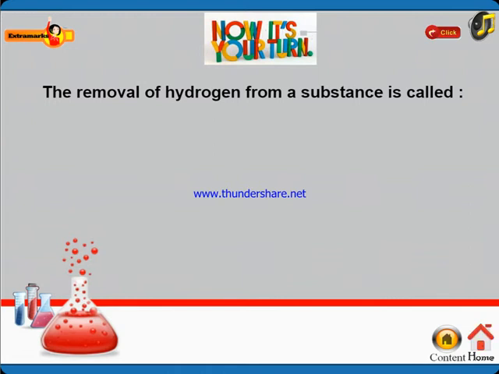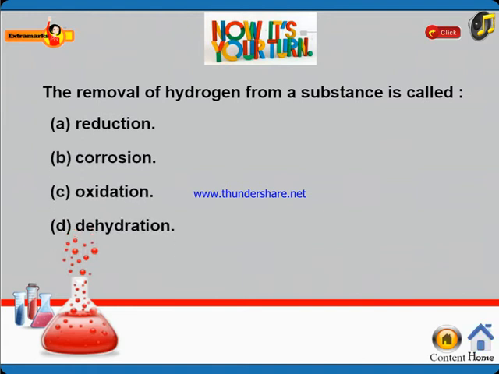Can you give the name of the process in which removal of hydrogen from a substance takes place? Your options are reduction, corrosion, oxidation, and dehydration. The correct answer is C, oxidation.